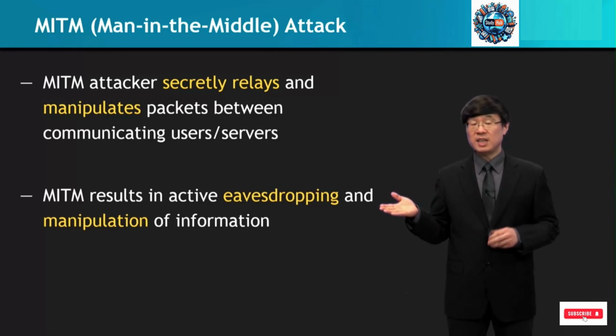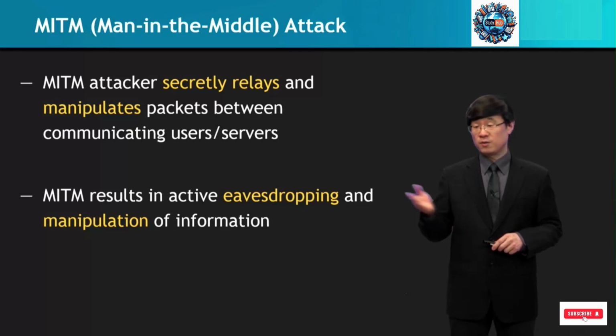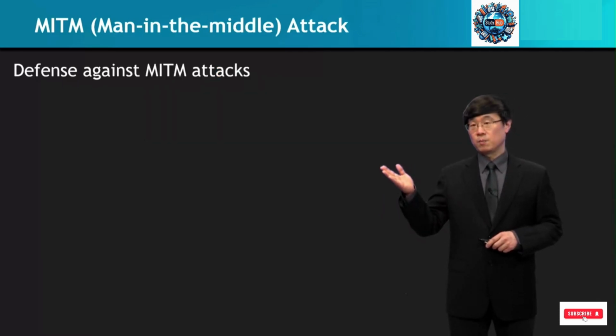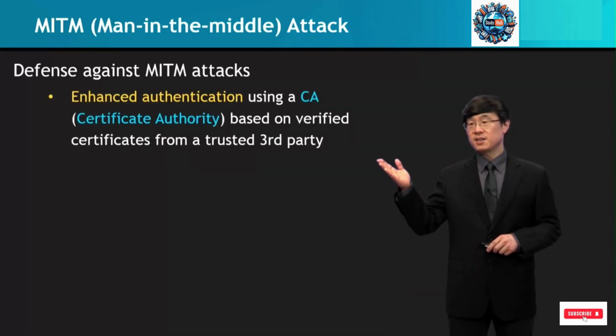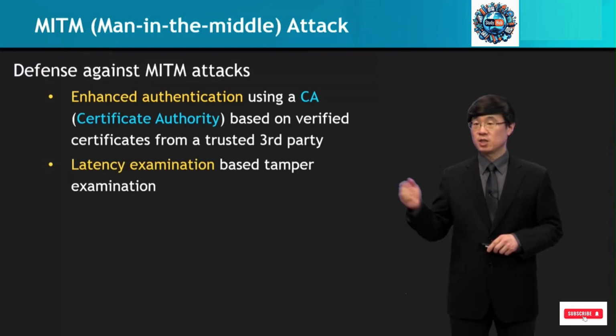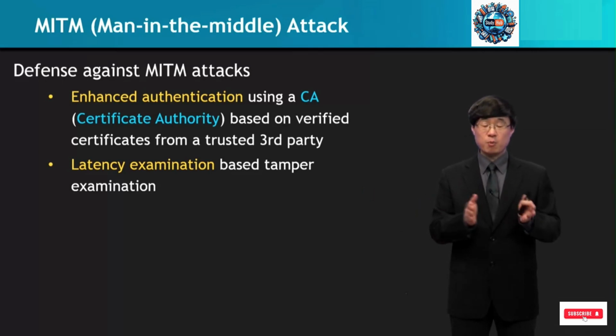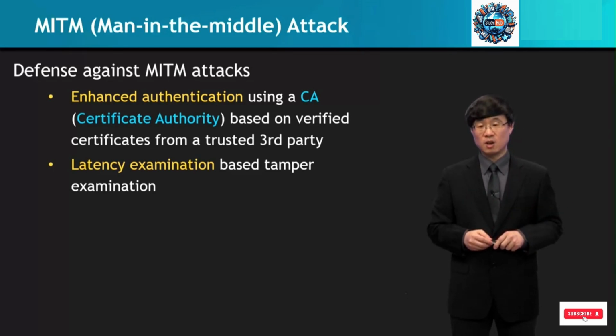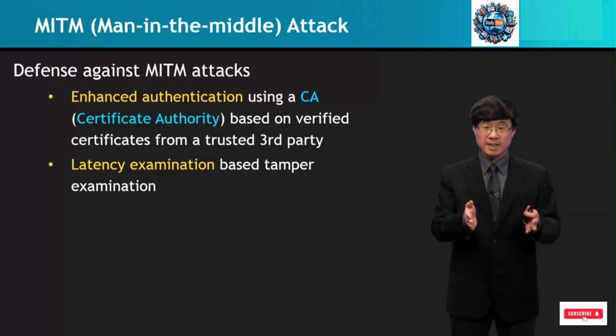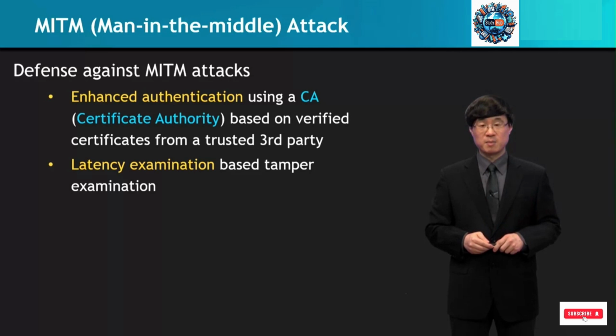This results in active eavesdropping and manipulation of the information. Now, defense against man-in-the-middle attacks includes enhanced authentication using a certificate authority based on verified certificates from a trusted third party. In addition, latency examination based on tamper examination. What this means is that if there's a man in the middle that's taking operation and relaying, then there should be some extra time delay due to the process of the man in the middle. And if you can detect that, then maybe you can detect the man in the middle.